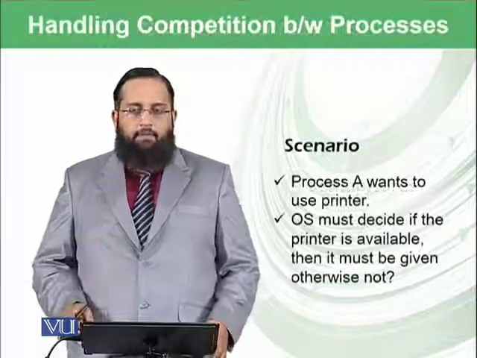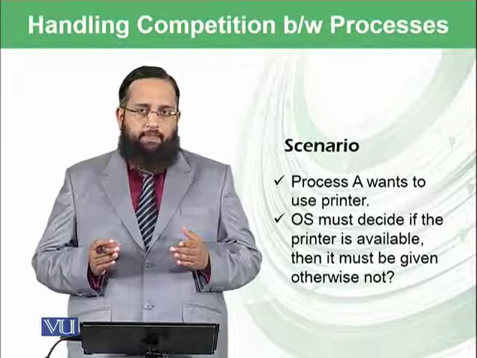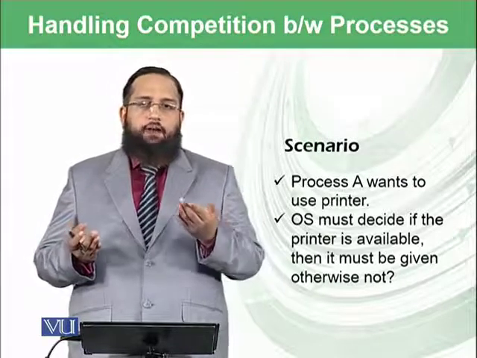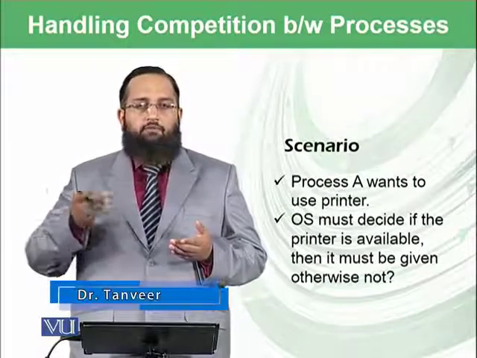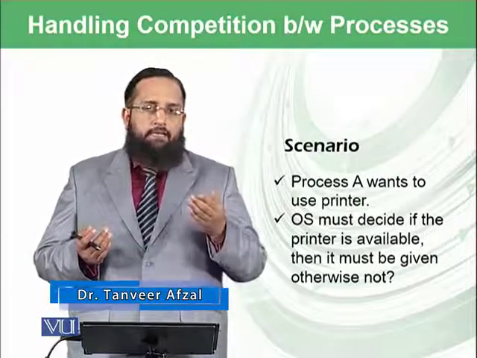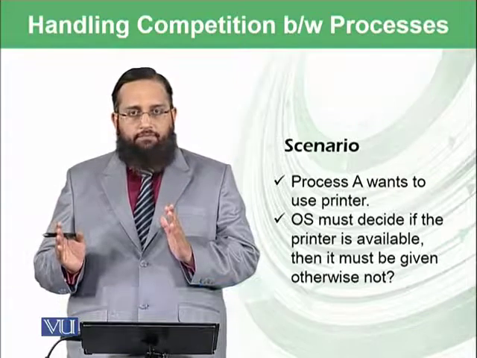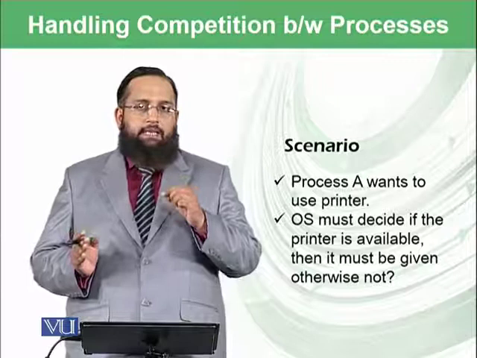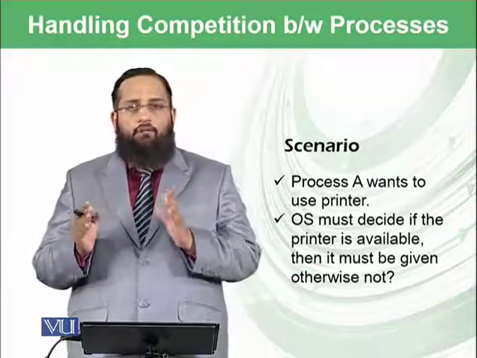For example, process A wants to use a printer. What would be the logical order which comes to your mind? If the printer is available, then we should give the printer to process A. However, if the printer is not available, then process A should wait. So how do we store the information that the printer is available or not available?